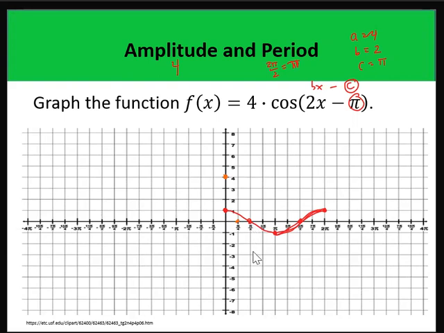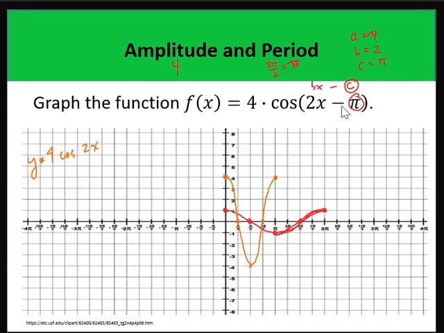At pi over 2, we have negative 4. At 3 pi over 4, we have 0. And when x is equal to pi, we get positive 4. So this orange graph here is the graph of the cosine function 4 cosine 2x.